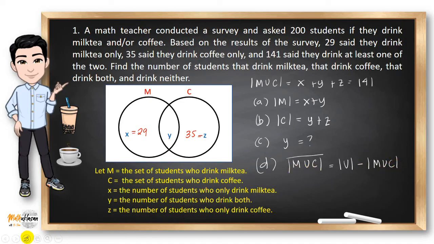What does this mean? In the Venn diagram, it's the area outside the two circles. So for us to get the cardinality of this region, we just need to know the cardinality of these two overlapping circles, which is the union here. And then we're just going to subtract it from the cardinality of U. And here, the cardinality of U is already given because it says here that we have 200 students. So the cardinality of U is just 200.